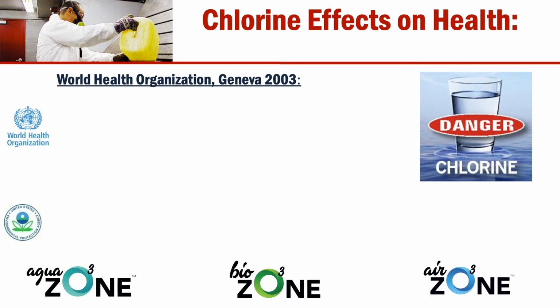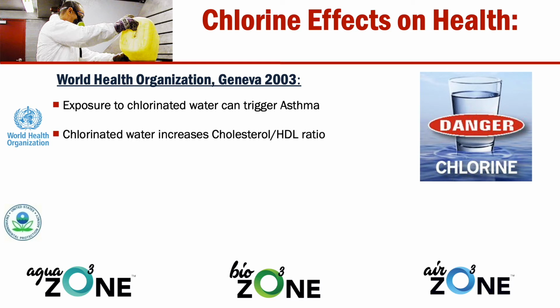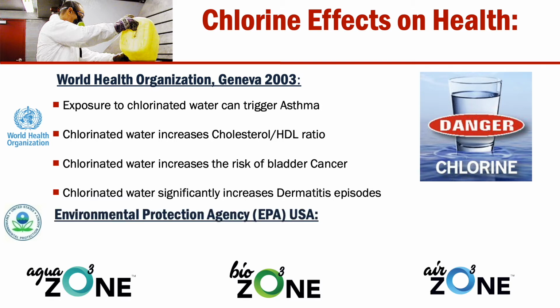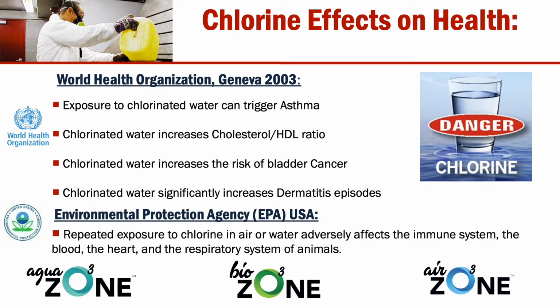If you look at the chlorine effects on health, the World Health Organization maintains that exposure to chlorinated water can trigger asthma. It increases cholesterol HDL ratios, increases the risk of bladder cancer, and chlorinated water significantly increases dermatitis or skin problems such as eczema. The EPA, for example, says that repeated exposure to chlorine in air or water adversely affects the immune system, the blood, the heart, and the respiratory system of animals.